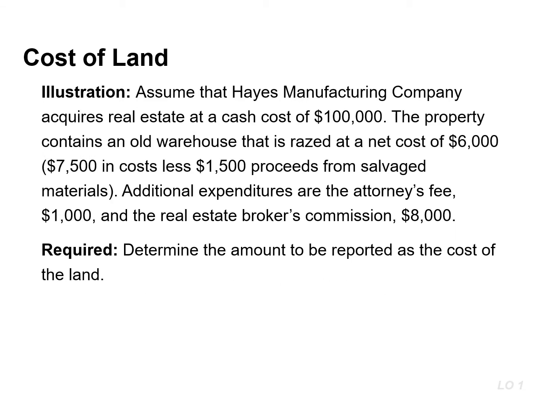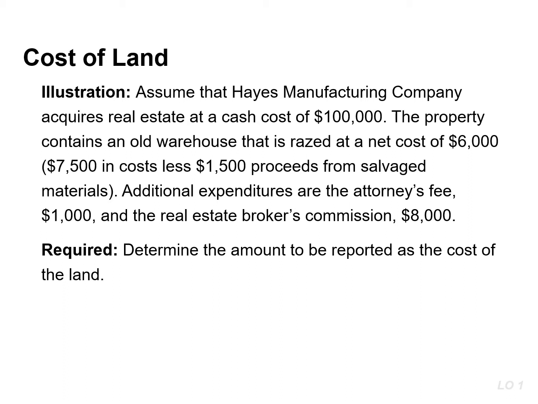Let's assume that this company acquires real estate for $100,000. The property contains an old warehouse that is removed at a net cost of $6,000. They also pay $1,000 for attorney fees and $8,000 in real estate commissions. Based on these numbers, what is the cost of the land?